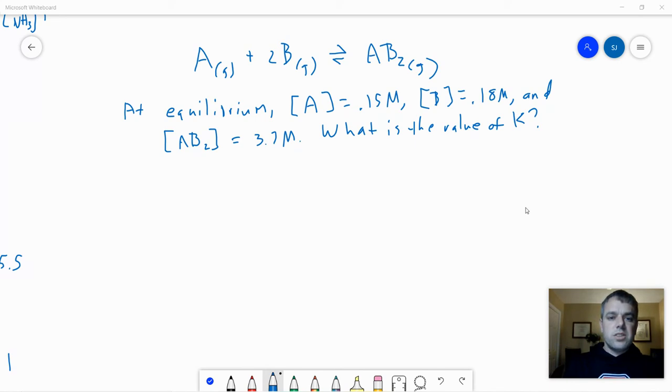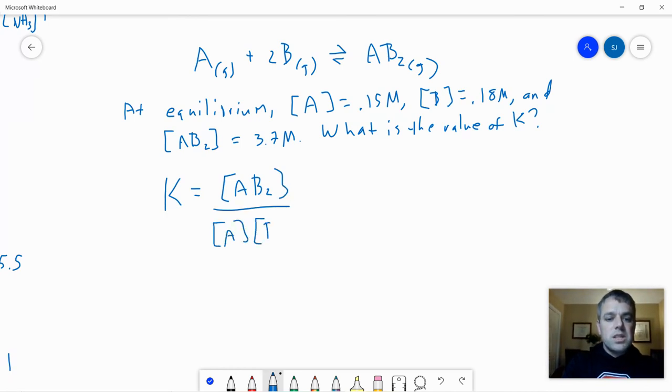It can be really large, it can be really small, but it cannot go negative. If you find yourself dealing with negative numbers, you've made a mistake. So let's consider the following problem, where A plus 2B makes AB2. At equilibrium, we have the following concentrations. This is 3.7 if you can't read that. What is the value of K? Well, K equals products over reactants. So it's AB2 divided by A times B squared.